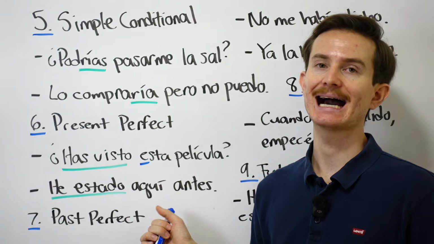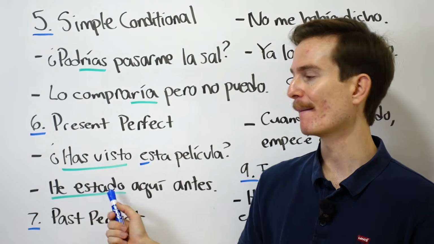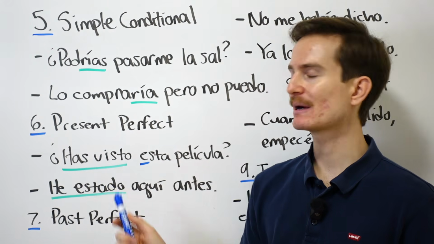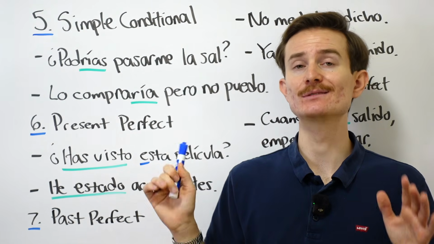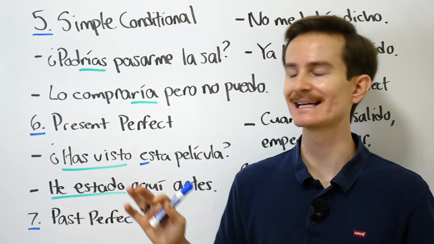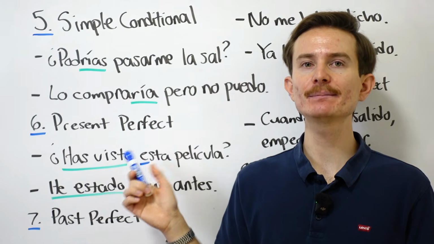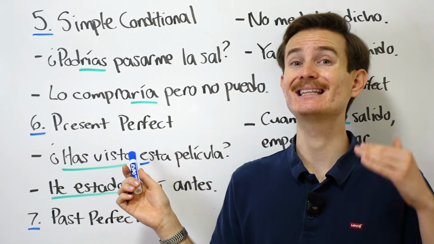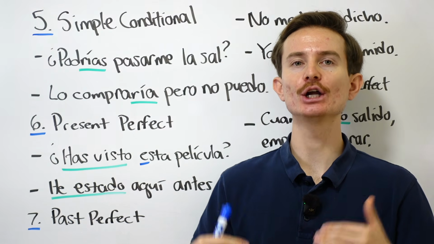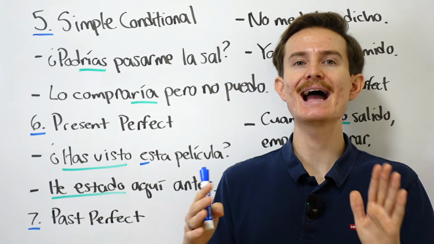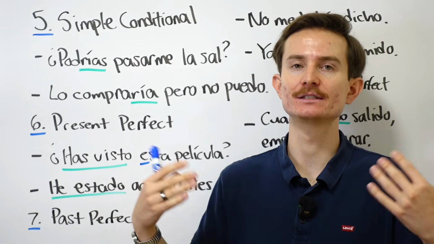He estado aquí antes. I have been here before, okay? I have been, okay? That is the present perfect and we use it quite a bit, okay? Quick note, the present perfect is more often used in Spain. Of course, it is still used in Latin American countries. However, in Spain, they will typically use this to talk about things that they've recently done. So for example, hoy he ido al supermercado. Today, I have been to the supermarket. What they're really trying to say is, today I went to the supermarket.